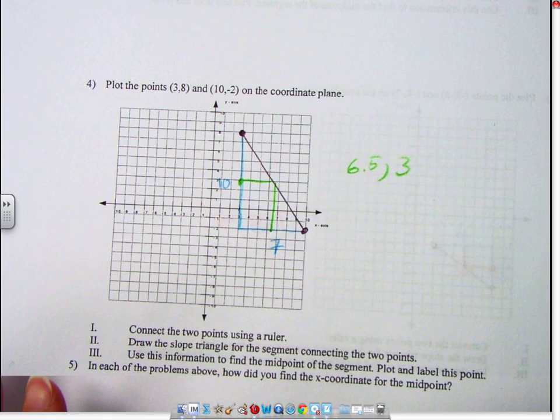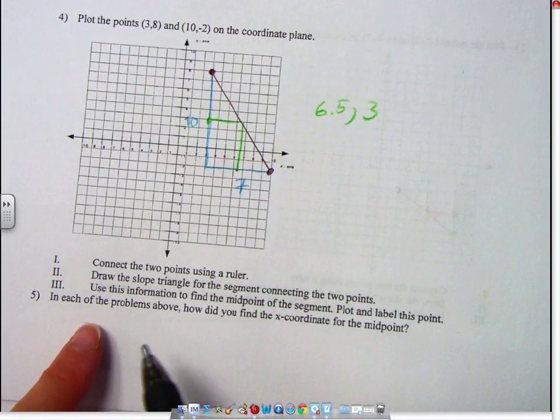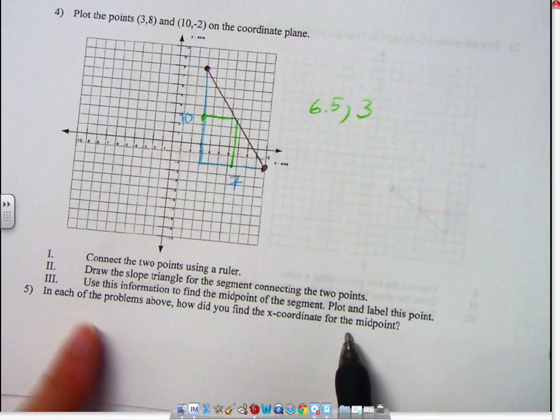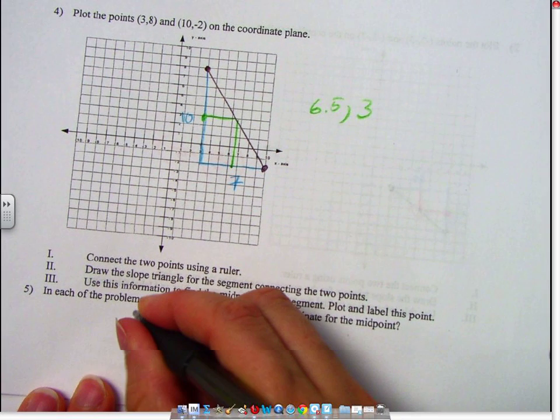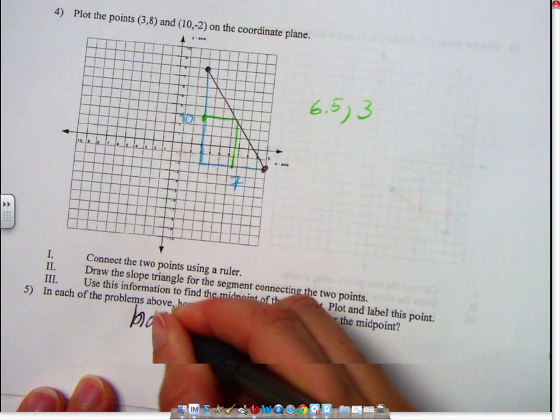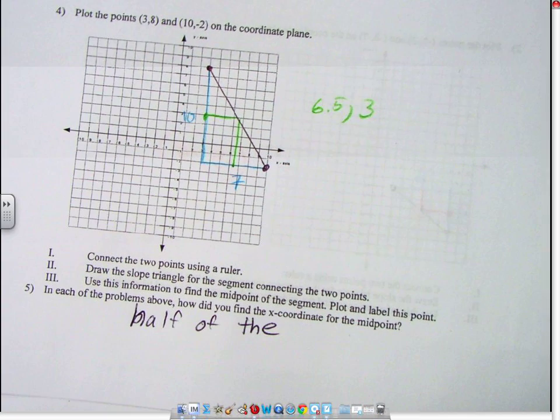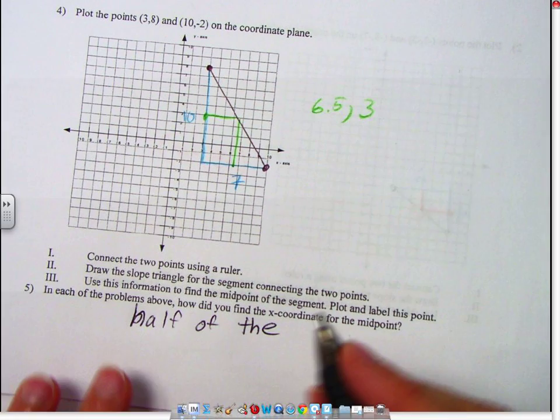Turn the page. Oh, let's answer these questions at the bottom. Sorry, 5's on the bottom. All right, in each problem above, how did you find the x-coordinate of the midpoint? Half of the, what do we call it when we do the slope? We call it rise over run. So I'm going to say half of the run. Does that make sense to you guys?